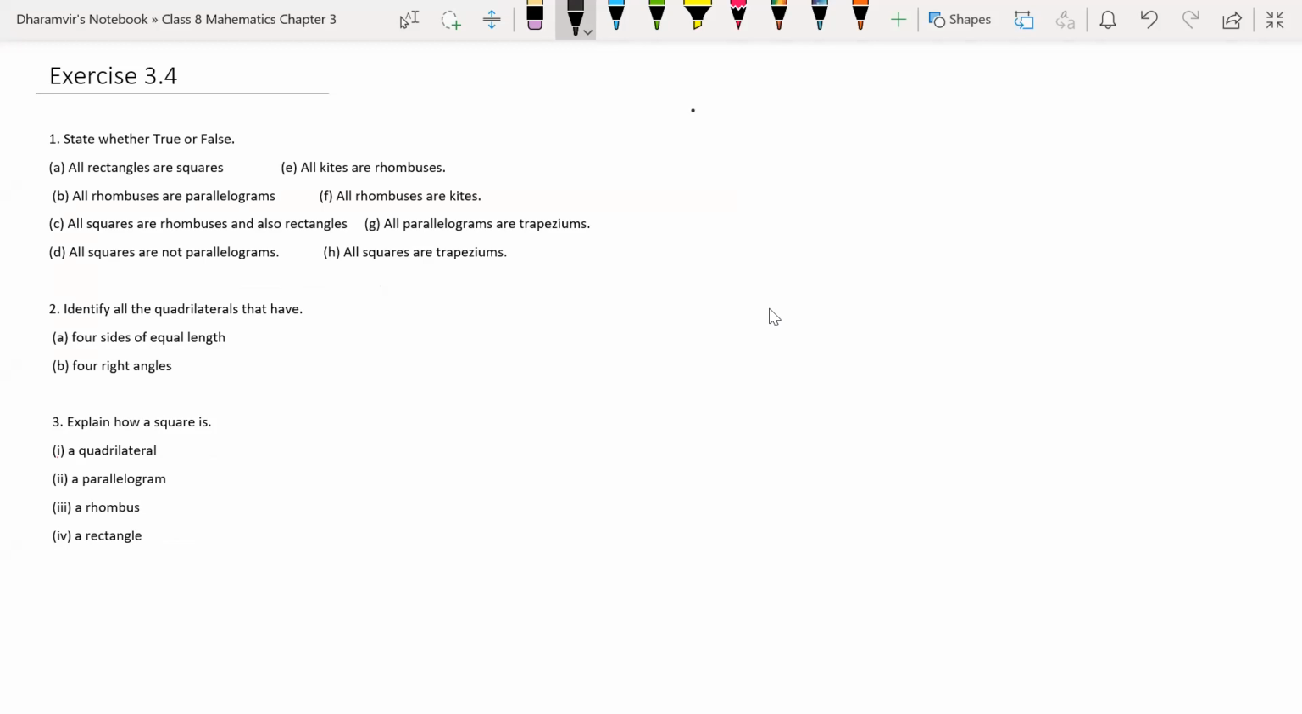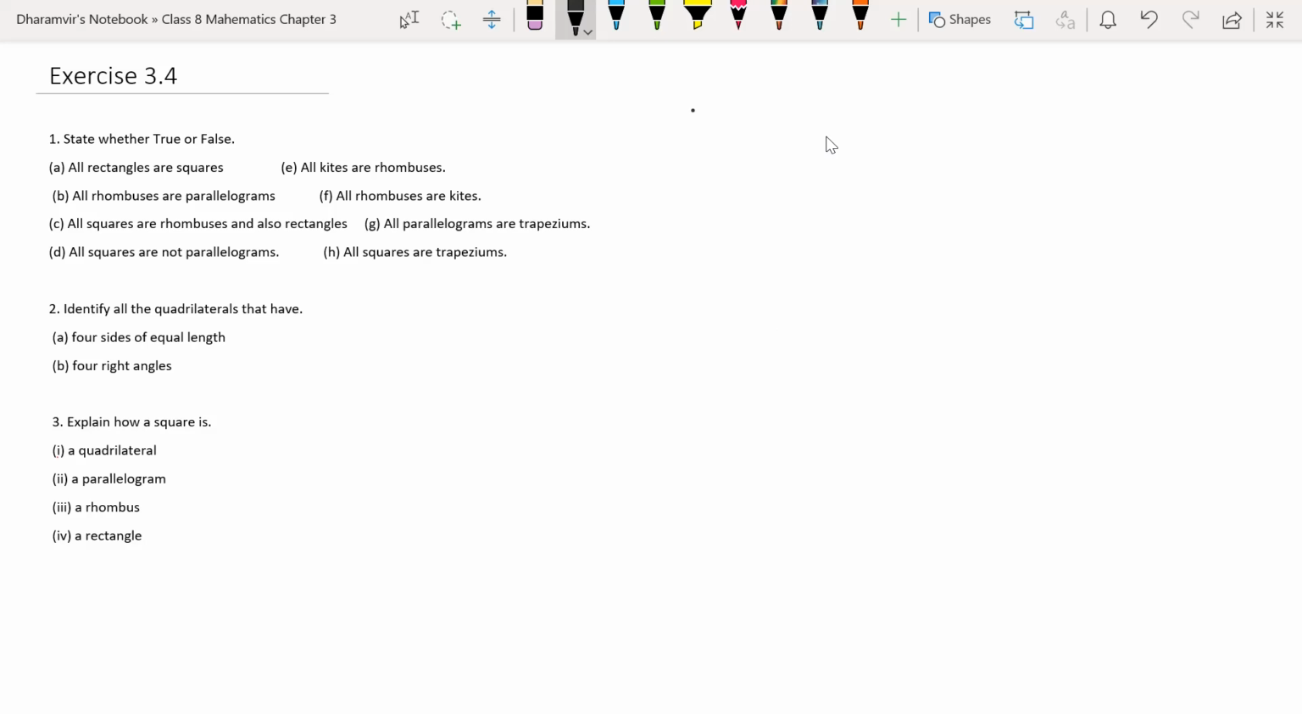Question one: state whether true or false. A. All rectangles are squares. We have to find out whether the below eight statements in question number 1 are true or false. So I will explain why it is true or why it is false. A part of question 1 is: all rectangles are squares.